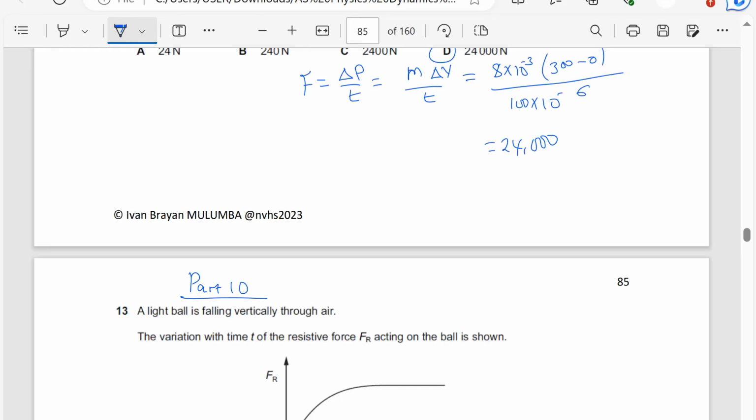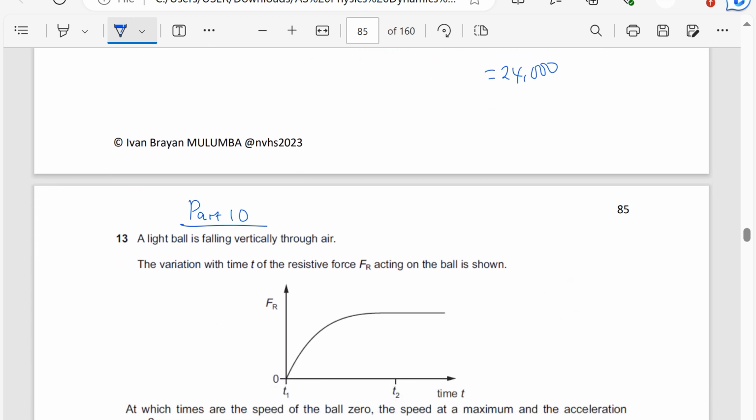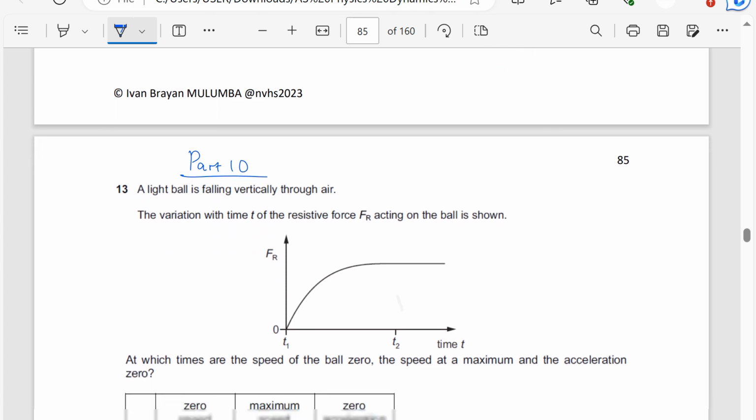In part 9, we stopped on page 84. So on page 85, that's where we start from. We shall start part 10 from page 85. Okay, so I will start with this question.